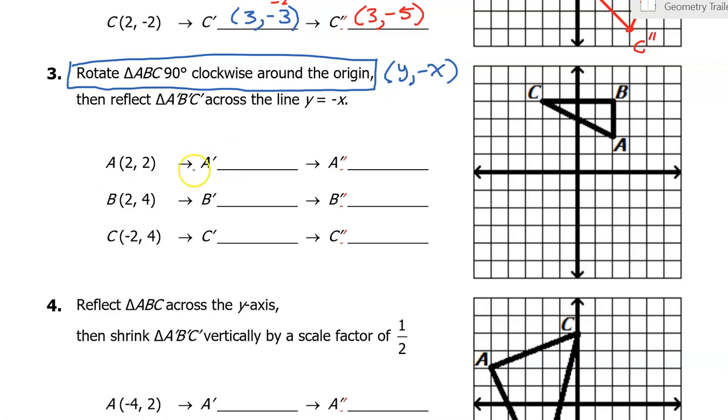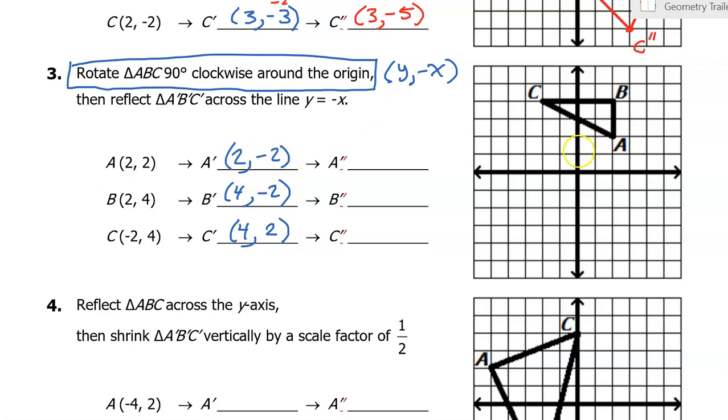So y is 2. The opposite of x is negative 2. Y is 4. The opposite of x is negative 2. Y is 4. The opposite of x is positive 2. So we get this set of points. These will be the images after the 90-degree rotation.